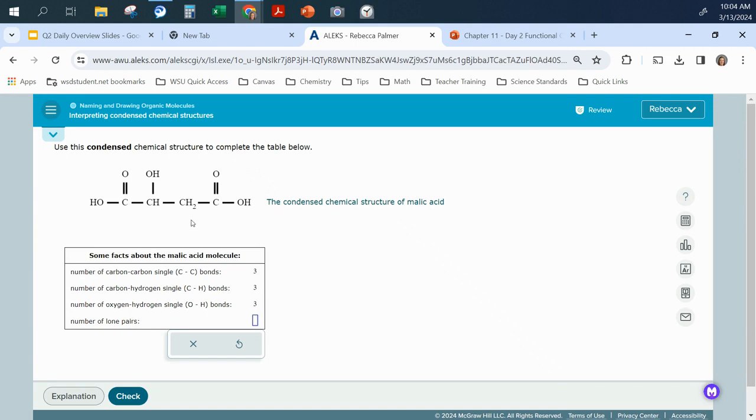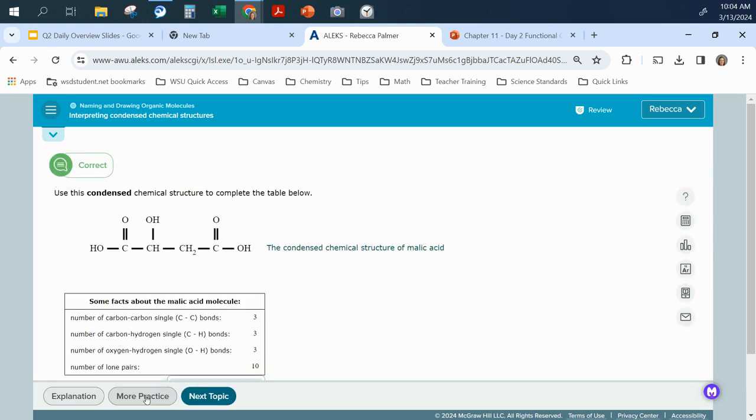And then number of lone pairs. We don't have any nitrogens. Those have 1. Oxygen has 2. 1, 2, 3, 4. 1, 2, 3, 4, 5, 6. 7, 8, 9, 10. I see 10 lone pairs on this. Check. Okay. Let's do another one.